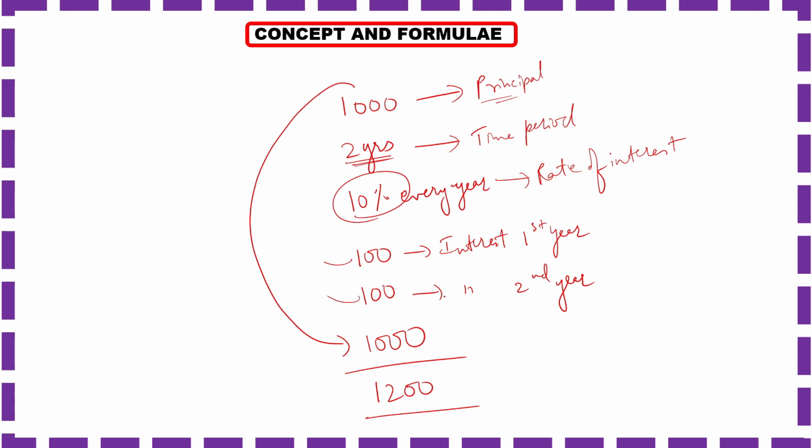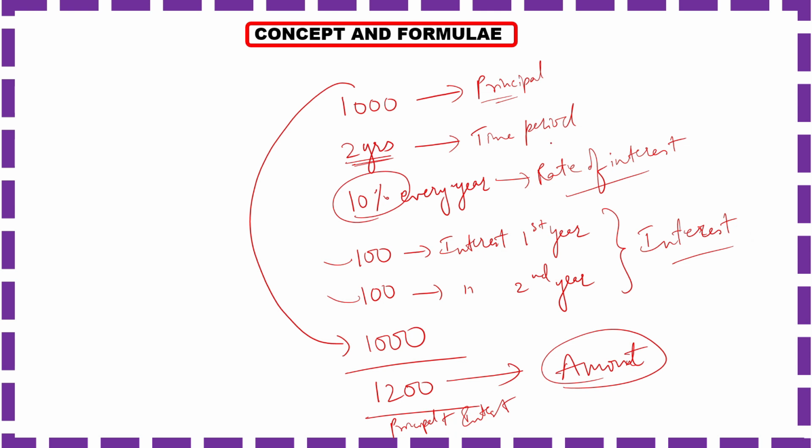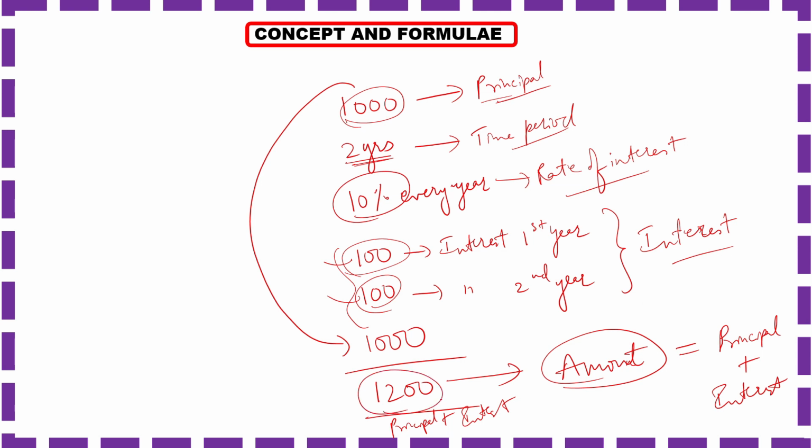And this 100 and 100, this is the interest on the principal. And what is this 1,200? 1,200 is principal plus interest. 1,200 is a combination of principal and interest. So this is the amount, interest, rate of interest, time period, and principal. And remember, this amount is always equal to principal plus interest. If you observe here, the principal is 1,000 and the interest is 100 and 100, which is 200. So 1,000 plus 200 is 1,200. So principal plus interest is known as amount.